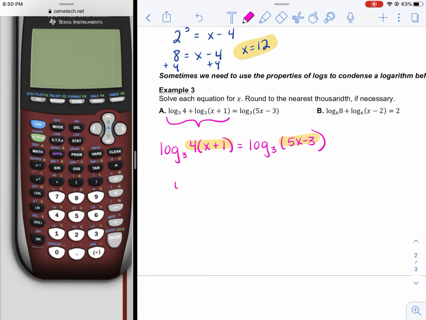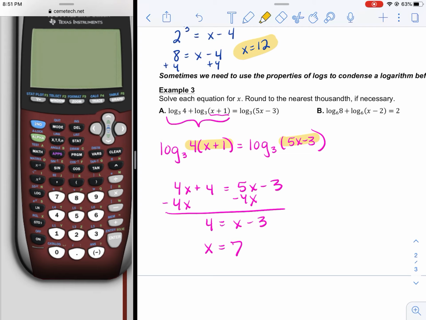So I'm going to distribute the 4 to get 4x plus 4 equals 5x minus 3. And then from here, I'm going to subtract 4x from both sides. I get 4 equals x minus 3. And then if I add 3, I get x equals 7. Do a quick check. 7 plus 1 is 8. That's good. 5 times 7 is 35 minus 3. That's positive. And so my answer is x equals 7.